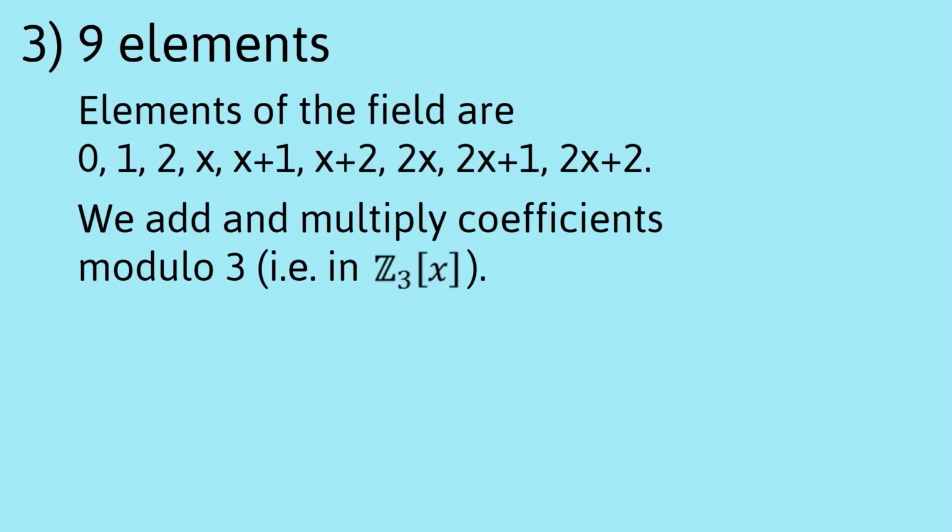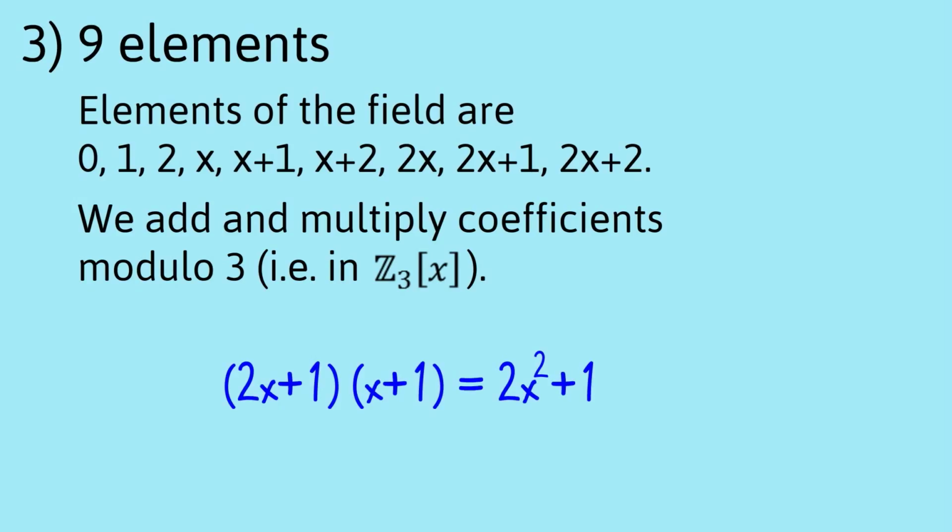So that's pretty good so far. Now we've got another problem. What happens when we multiply 2 elements? Let's say we multiply 2x plus 1 times x plus 1. Well, now we get 2x squared plus 1 in this Z3[x] world. And the problem is 2x squared plus 1 is not one of these 9 elements.